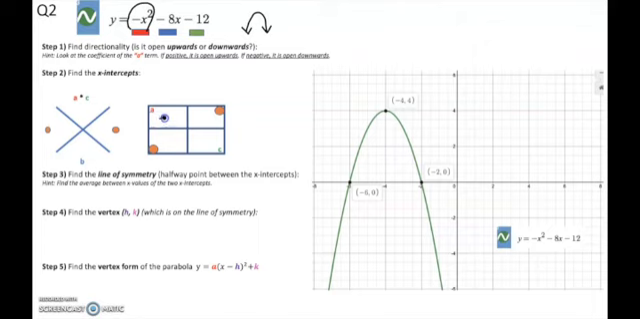Our a term is negative x squared, and our c term is negative 12. Multiplying these two together, we have negative x squared times negative 12, which will be positive 12x squared. And our b term is negative 8x. Now let's find two terms that multiply to be the top and add to be the bottom. 1 times 12, 2 times 6, and I think we found it.